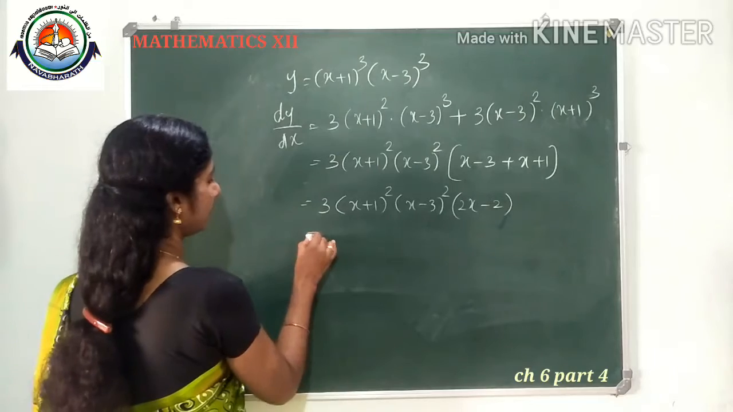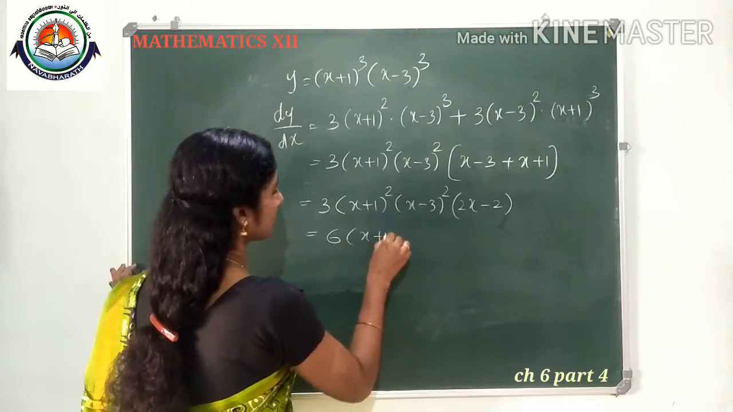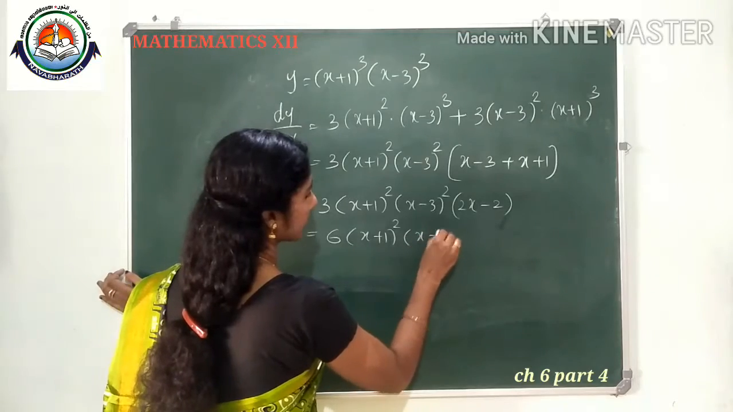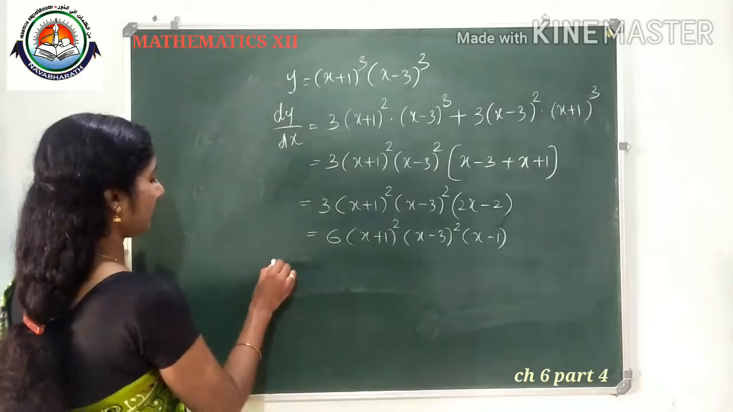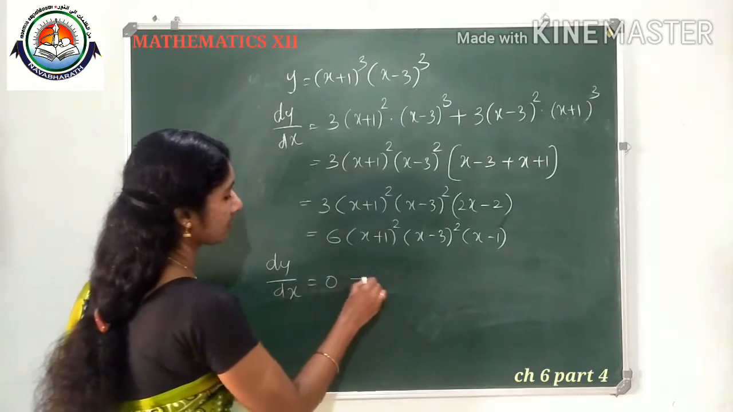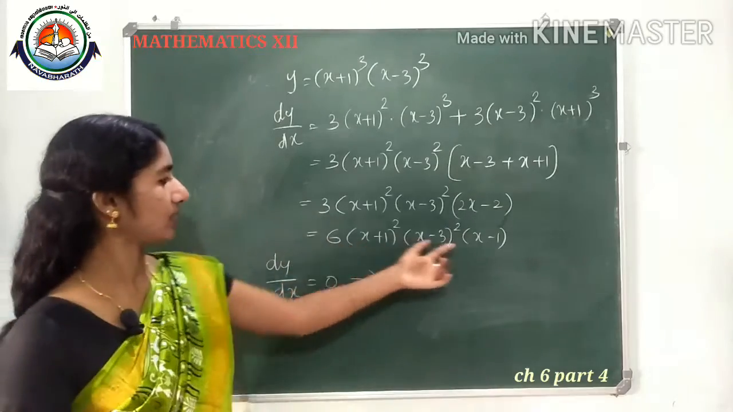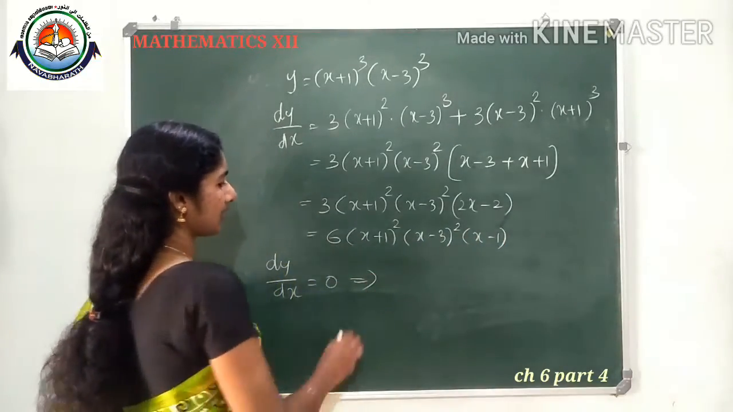We can take 2 common, so it will come 6 into (x plus 1) whole square into (x minus 3) whole square into (x minus 1). Put dy by dx equal to 0. dy by dx equal to 0 implies, see, this quantity is already in factorized form, so it is very easy to find the critical points.